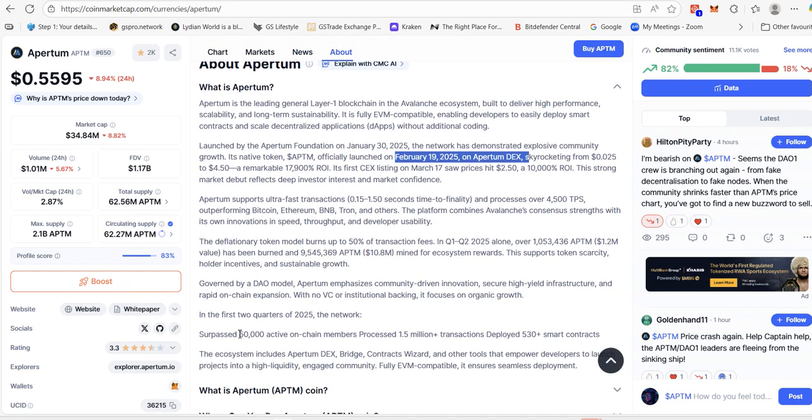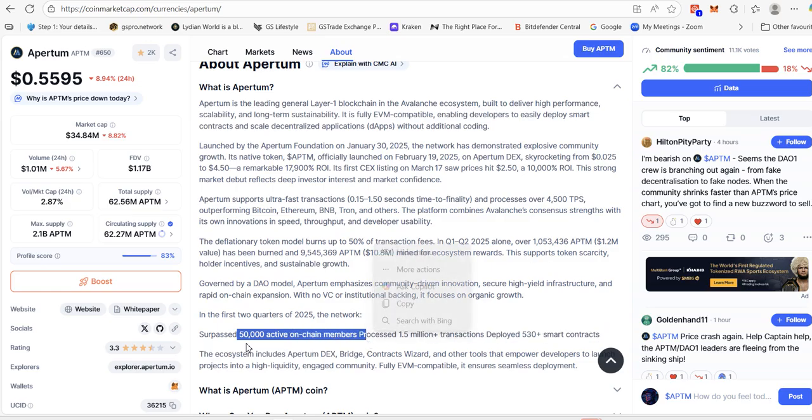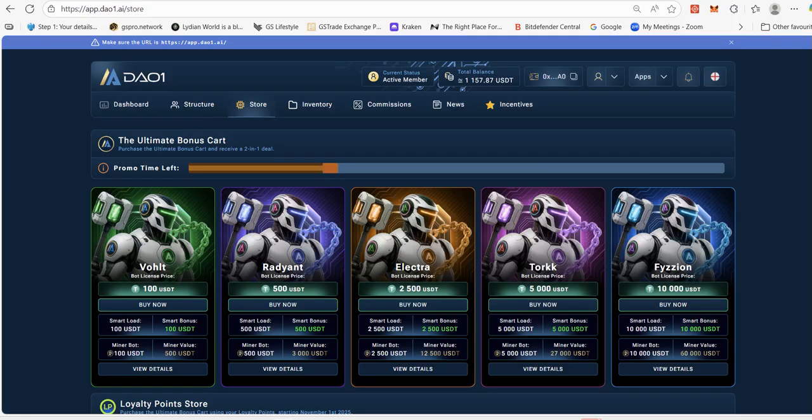We've already surpassed 50,000 active on-chain members. So what happens when this doubles? Supply and demand: more and more people are going to dollar cost average into APTM. So it's a win-win-win. What I also want to show you is a dApp that runs on the APTM blockchain called DAO1. We've got a promotion running at the moment that ends on the 31st of October 2025. So just be aware, but we will have more promotions.